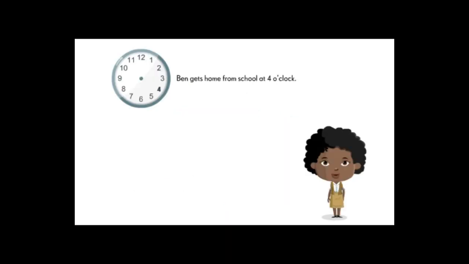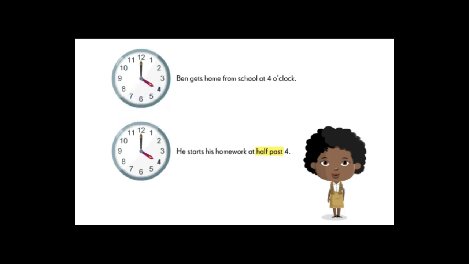Ben gets home from school at 4 o'clock. Let's use this clock to show the time Ben gets home from school. He starts his homework at 4:30. We show 4:30 on the clock like this. When the minute hand is at 6, it is 4:30.